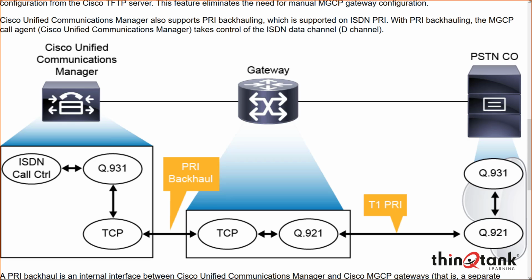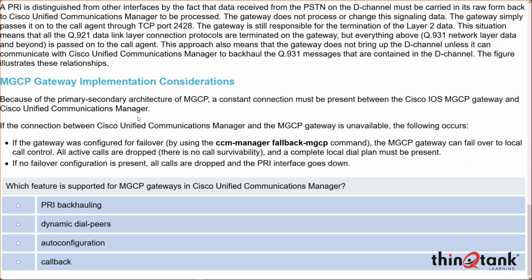So the gateway is still responsible for the layer 2 termination. Q921, the data link layer connection, gets terminated on the gateway, but everything above that, Q931 and the payloads and everything else, gets passed back to the call agent. The gateway doesn't actually bring up the D channel. That also means, by the way, if there's a break in communication between call manager and the gateway, the D channel won't come up, and you need that D channel up in order for that communication to take place.